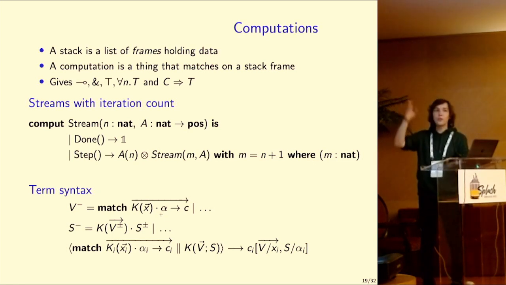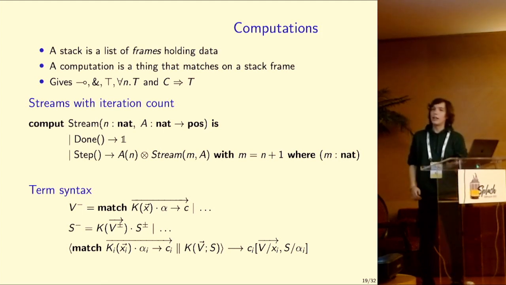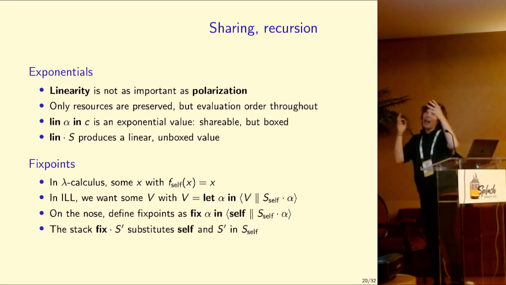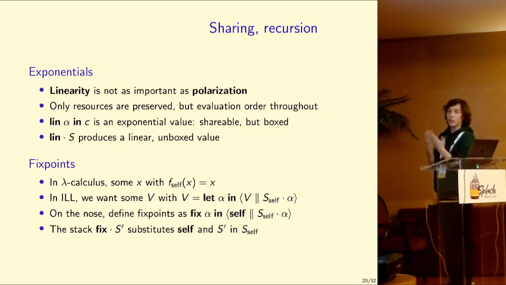And so with that, we can recover the two sides of lambda armor with our call-by-push-value semantics. We finally just had exponentials for sharing and fixed points for recursion.